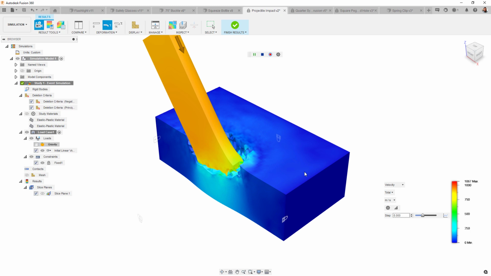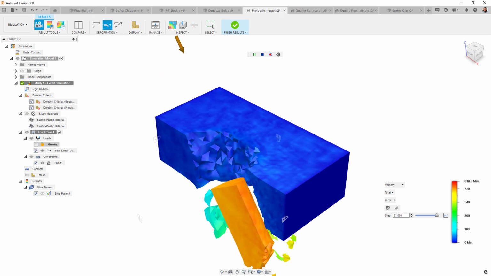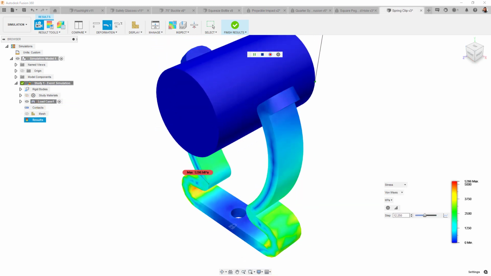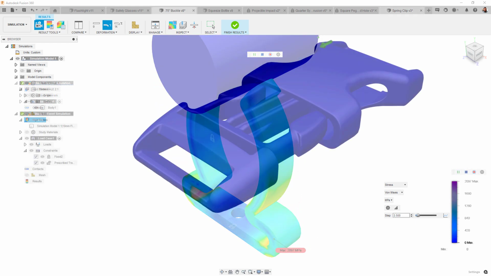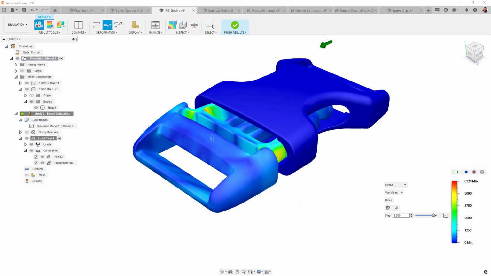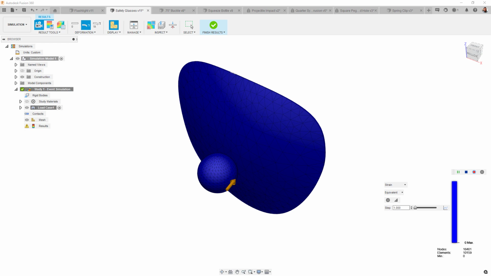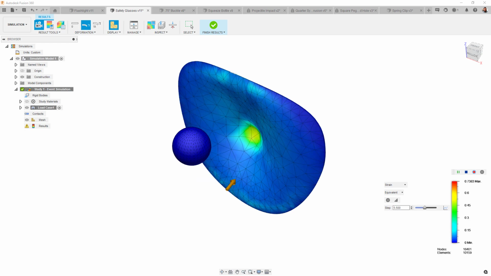This means predicting behavior from drop tests, ballistic impacts, or even compliant and flexible structures like living hinges and snap closures. Fusion 360's fully automated contact solver tracks and calculates part interactions, including self-collisions.